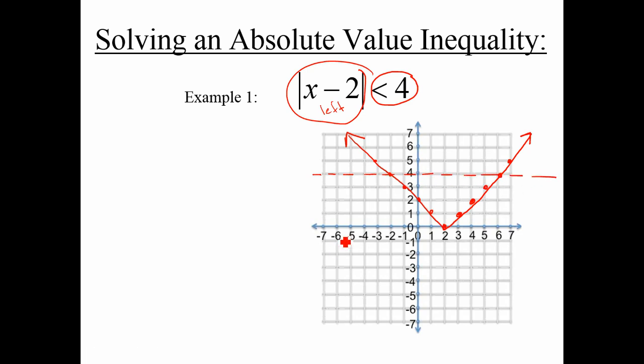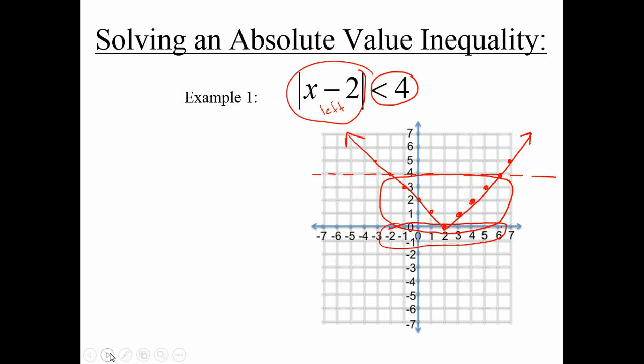where y is less than 4. So what x values would be less than that line? Well, all of these, right? I mean, it's not just equal to that spot, but it's less than this whole area down here. So from like -2 to 6, there's this whole region of x values that make that happen.